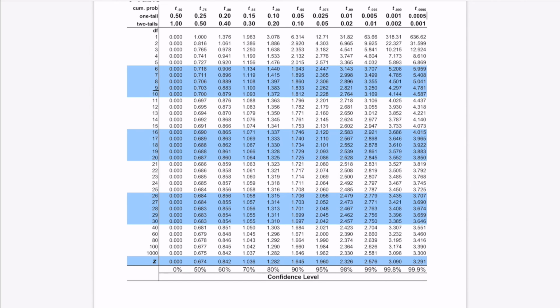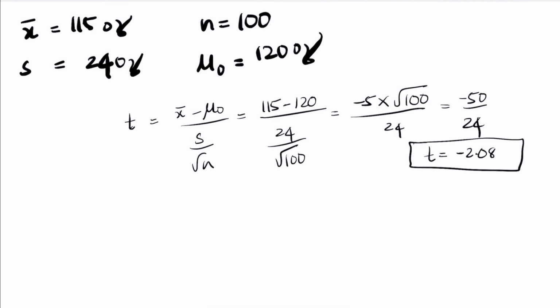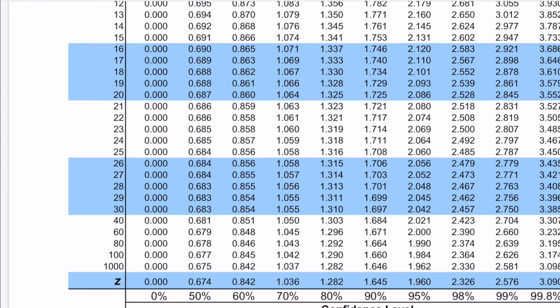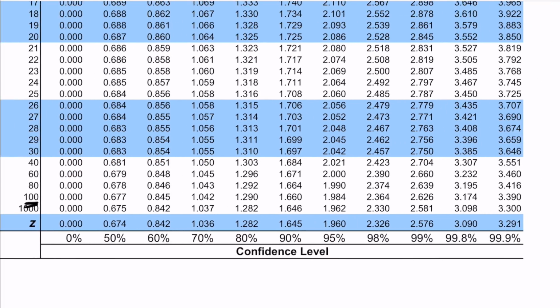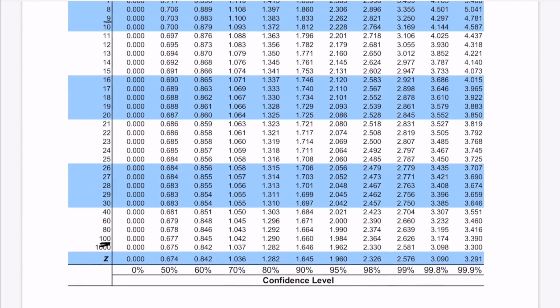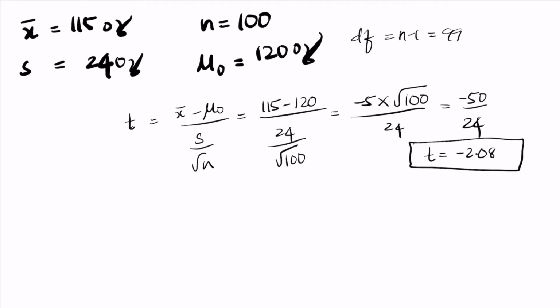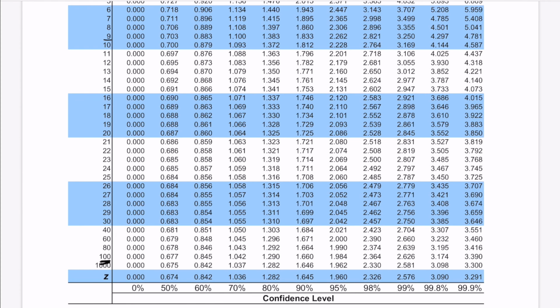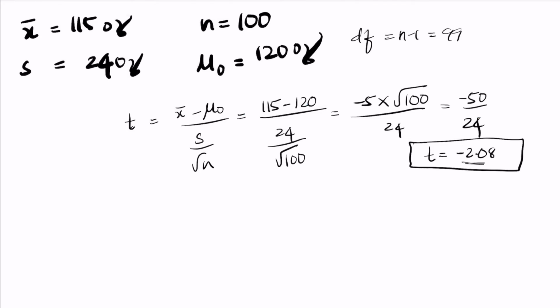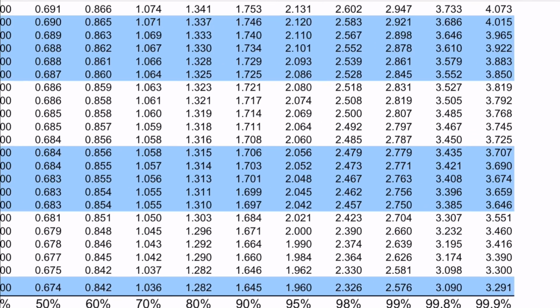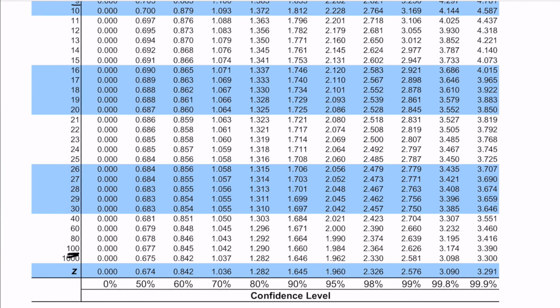So what we are looking at is the sample size n, and we take the value of df, which is n minus 1, which is 99. But here in the table we do not have 99, so we will use the table value of 100 itself. Now we want to find between which two values we can fit the 2.08. Do not take the negative value, just take the number 2.08. Under 100, we can fit it between 1.984 and 2.364.